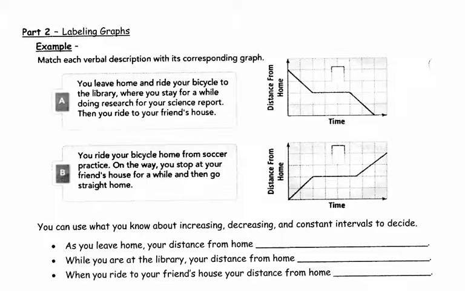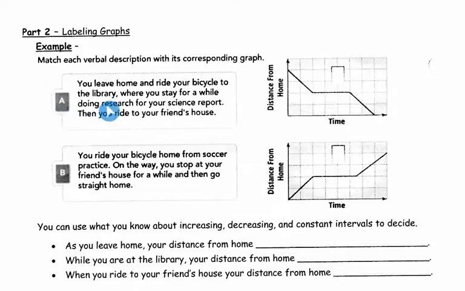B says you ride your bike home from soccer practice. On the way, you stop at your friend's house for a while, and then go straight home. So you have to decide which graph represents each scenario. If you take a look at what your y-axis is, it's distance from home, and your x-axis is time. So, which one starts with the distance away, and which one starts with you being 0 distance from home?